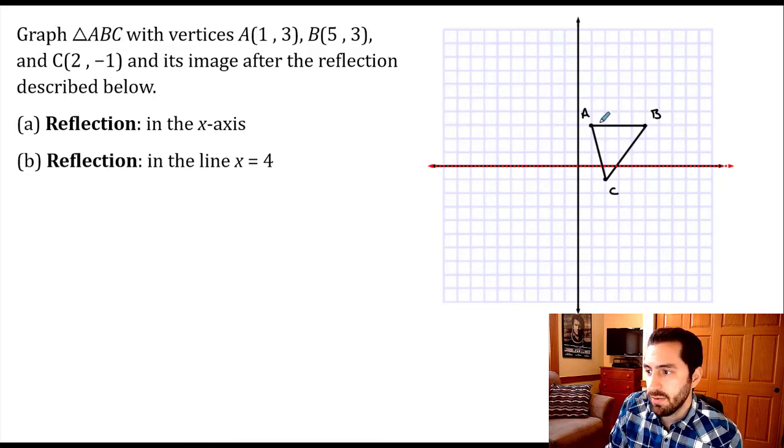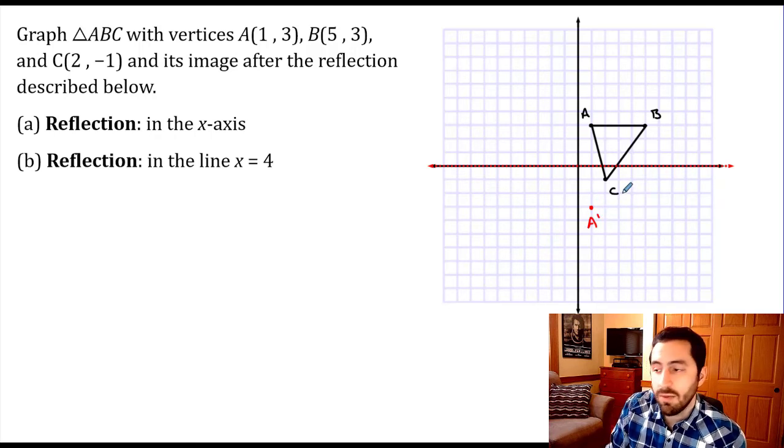So for point A, I know that it has to be perpendicular, so I'm going to go straight down, so I'm going to go vertically. And then A prime has to be the same distance away on the other side of the line. So from A, it's 1, 2, 3 units to get to my line of reflection. And then I'm just going to repeat that on the other side. So 1, 2, 3 units. And here's going to be A prime.